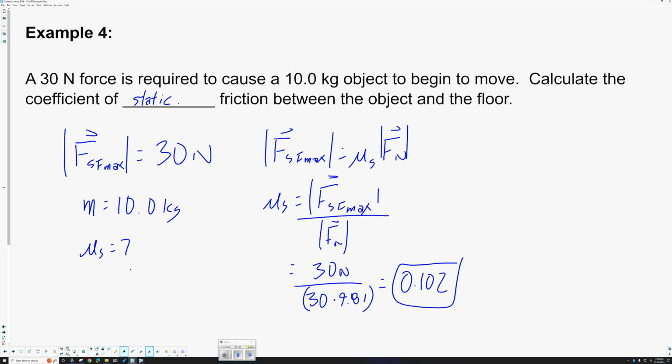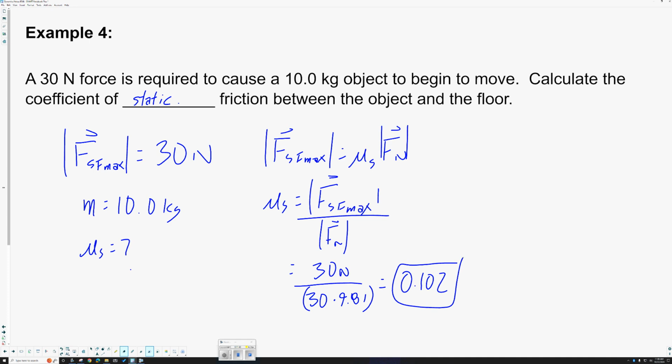That's not a maximum coefficient. The coefficient is the coefficient. But the maximum force is not necessarily what the force will always be. Kinetic friction is easy, right? I calculate it, there it is. But with static friction, I calculate it, it's not what it always is.